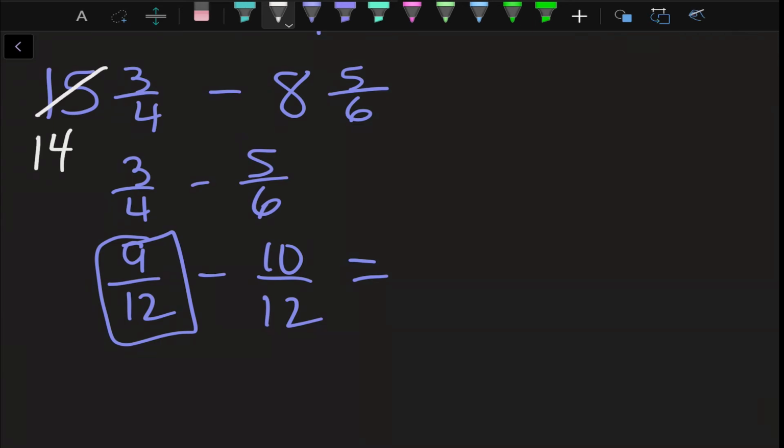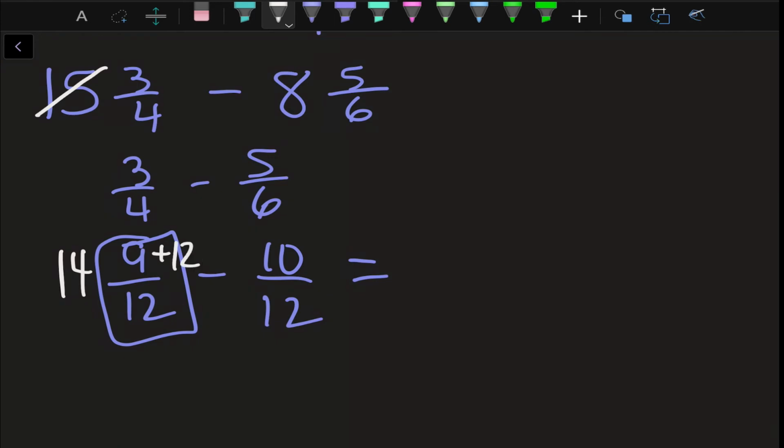And what we're going to do is we know that technically we have 15 and 9 over 12 right now. So if I go down to 14, then I get to add 12 to my numerator.